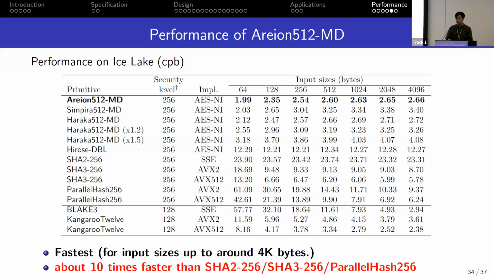And this is the performance of Rayon 512 MD. And we found that Rayon 512 MD is the fastest for input sizes up to around 4 kilobytes. And this is at most 10 times faster than SHA-2 256 and SHA-3 256 and ParallelHash 256.